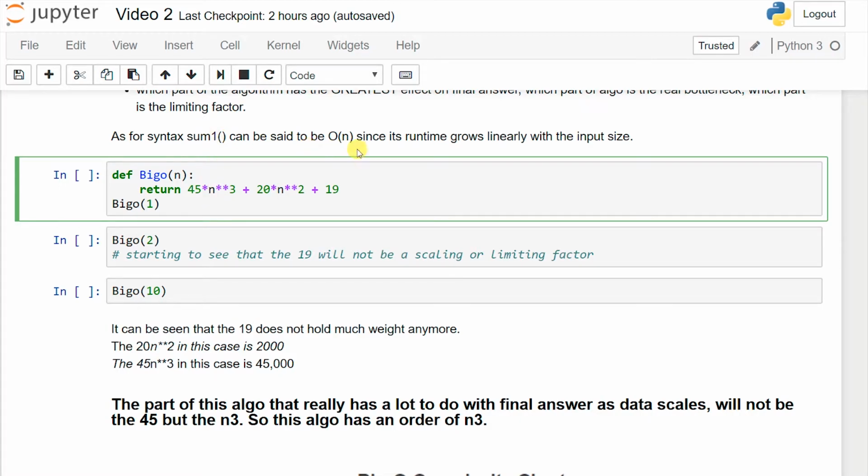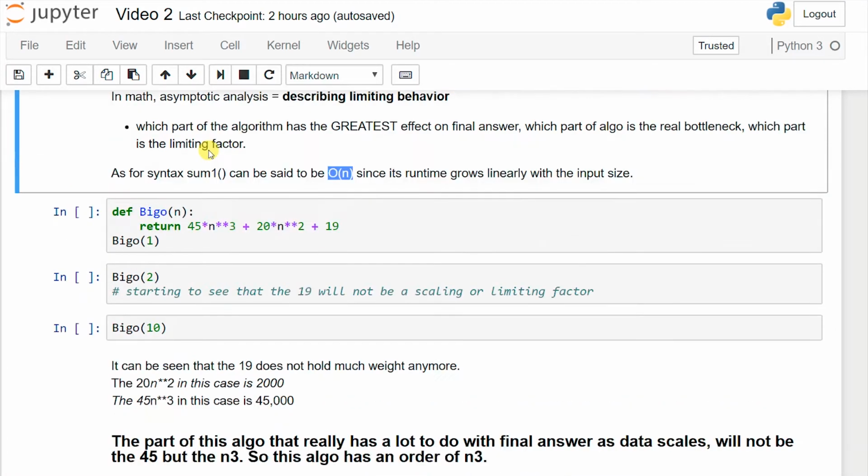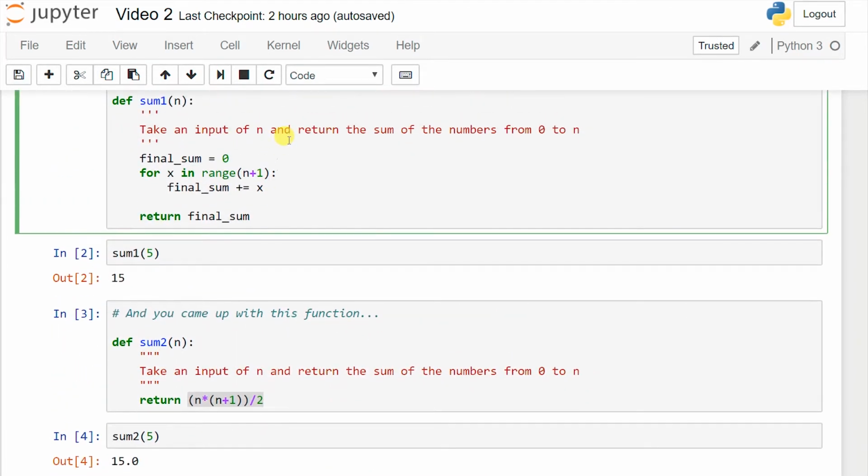As for the syntax, this is the notation here. So say this is a big O of n, since its runtime grows linearly with input size. So let's go back up to sum of 1. What we're saying is, again, this was big O. If I was to do it in that notation, it was essentially just this. That's the objective nature of big O notation for this linear event. But as n gets larger and larger, this number 1 falls off.